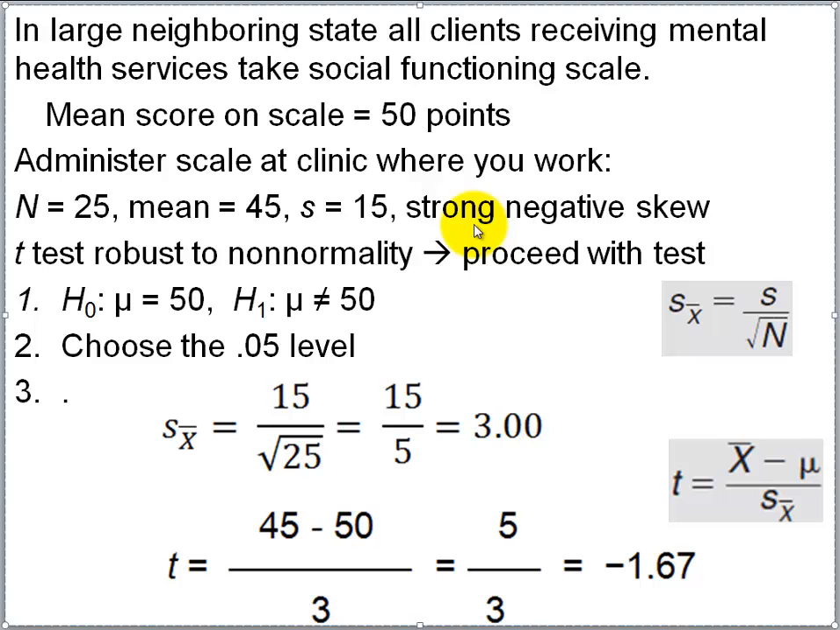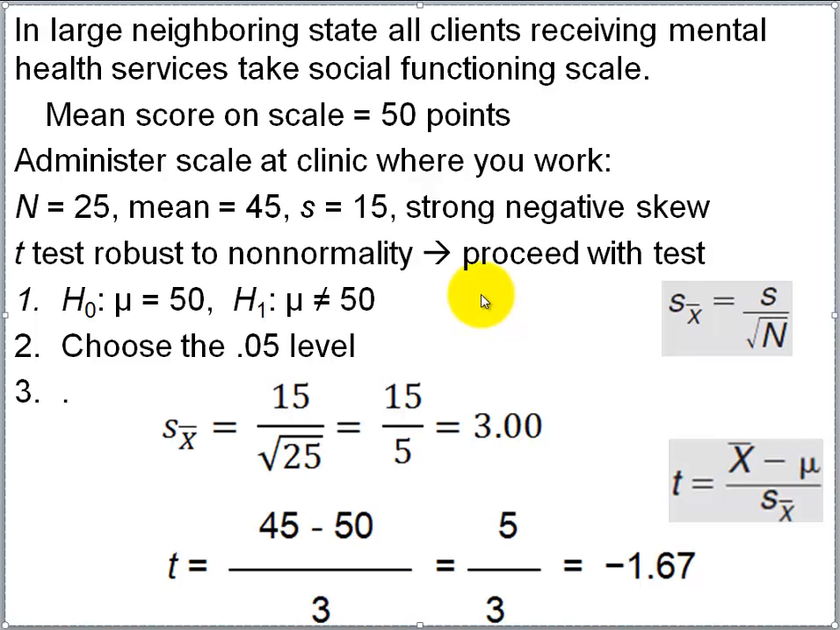Further, in your sample, you see a strong negative skew. Now, just as is so for confidence intervals based on the t-distribution, the one-sample t-test is basically robust to non-normality. So our guideline was if n was greater than 20 and there was not extreme skew, you could carry out the test and your results will be sufficiently accurate. So n is indeed greater than 20. The skew is strong rather than extreme. So therefore we're going to get sufficiently accurate results.